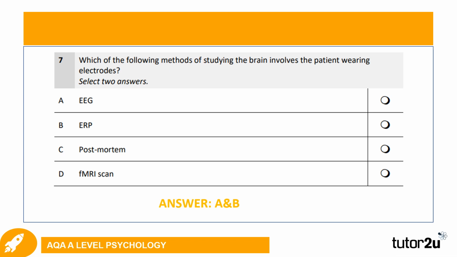Okay, hopefully a nice straightforward one for you, that one. So well done if you went for A and B. An EEG and an ERP are methods of studying the brain which will involve the patient wearing electrodes.